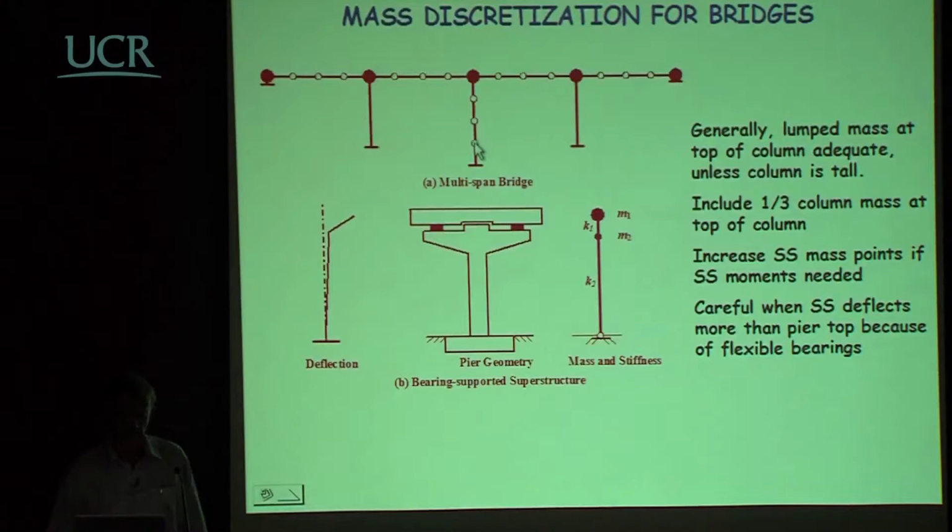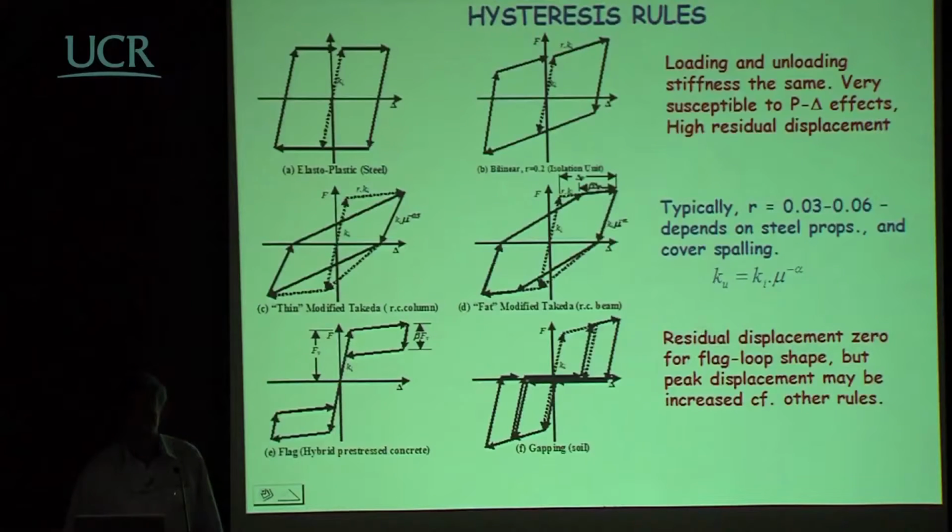The same thing applies for the columns. Normally we would not use a distributed mass approximation for the columns unless they are sufficiently high so that we expect that modes of vibration of the columns themselves might be significant. Those are included here. There are situations where we have bearings, which mean that the displacement of the superstructure is different from the displacement of the pier, and in this case we need to have the pier and pier cap mass at this location, the superstructure mass at this location, and a reduced stiffness representing the bearing here and here in relation to this. So pretty straightforward and obvious things, I think.